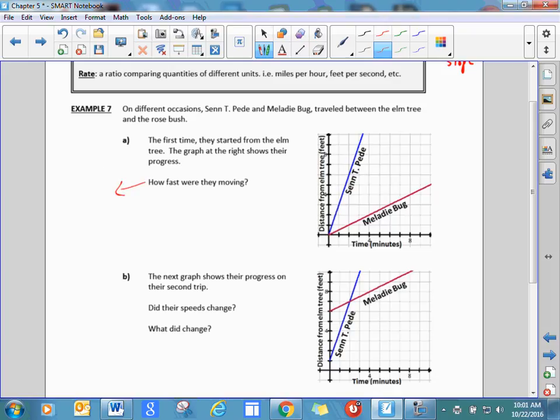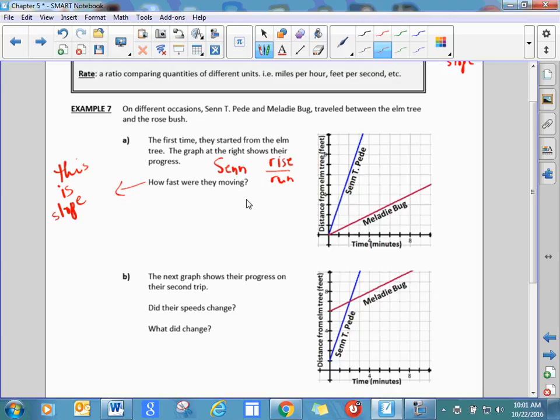So basically the first question is just asking you how fast they are moving. This is the slope. In this particular scenario, they're saying, what is the slope? So this is slope that they're asking you to calculate. Now, for Mr. Pede, Mr. Sen, we can look at his rise over his run, or we can pick 2 points and calculate it.